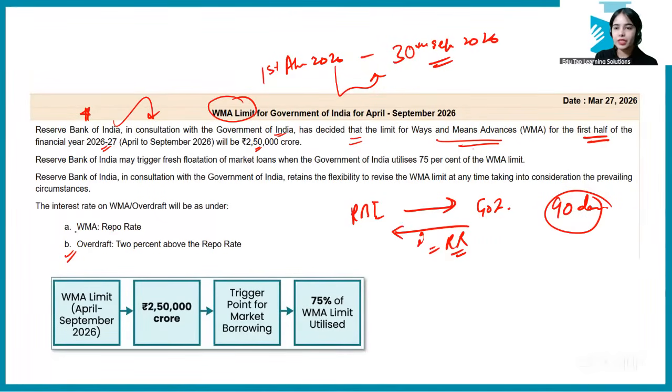Now, if overdraft is happening, that means if more money is required by the government of India, or if a higher amount is taken, or if the amount is taken for a longer time period, then the overdraft will be at repo rate plus 2%. Okay, so overdraft is at repo rate plus 2%.